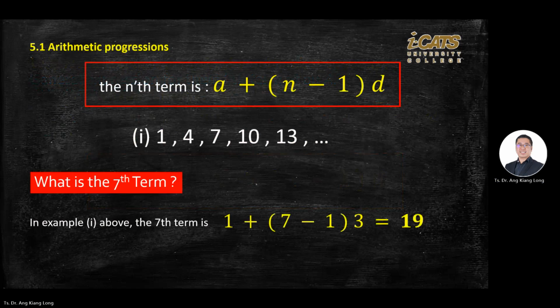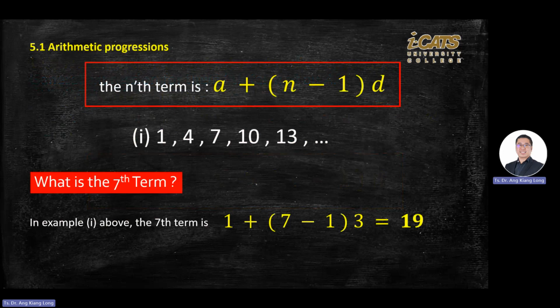So this is what we expect in the answer: you give me the general equation, then tell me what is your a, your n, and your d, and then substitute the values and solve it. So the answer is 19.